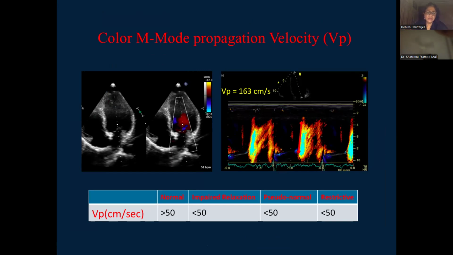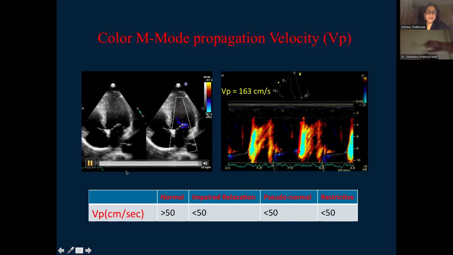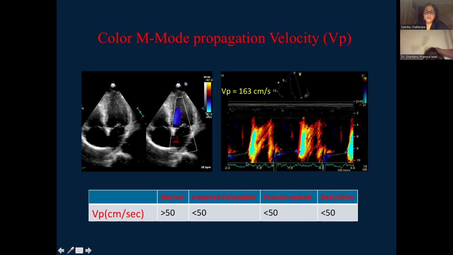But to start with, these are the very easy stuff that you can always do. These are available in every machine. So what is it, color M mode propagation velocity. So long we were measuring the pulse wave Doppler across the mitral valve or tissue Doppler imaging. Now here, you see the blood is flowing from the LA to the LV, that red flow. Following this cursor, we will do the M mode, motion mode, instead of pulse wave or CW Doppler.